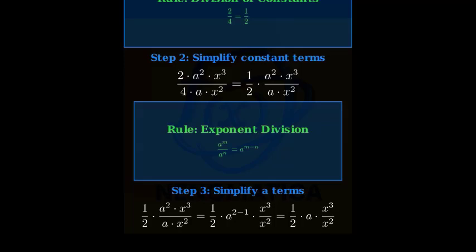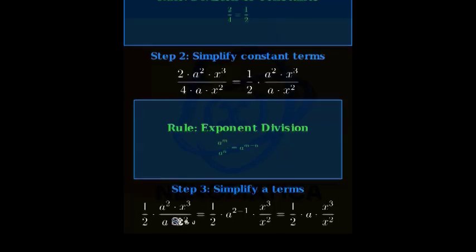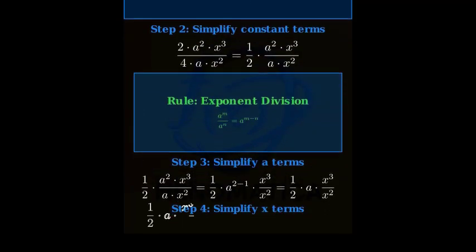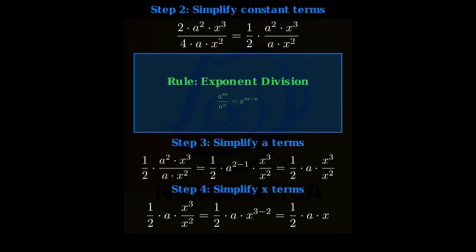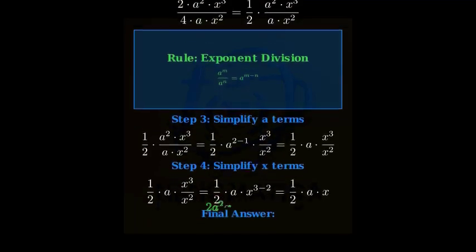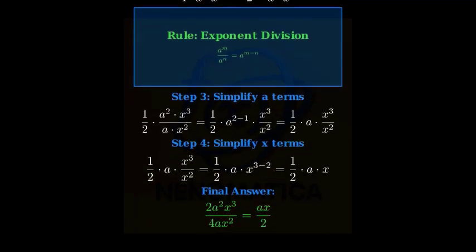Similarly, for x, we have x cubed in the numerator and x squared in the denominator. Using the same exponent rule, we get x to the power of 3 minus 2, which is x. Now that we've simplified all terms, our final answer for the first example is 1/2 times a times x, which can be written as a x over 2.